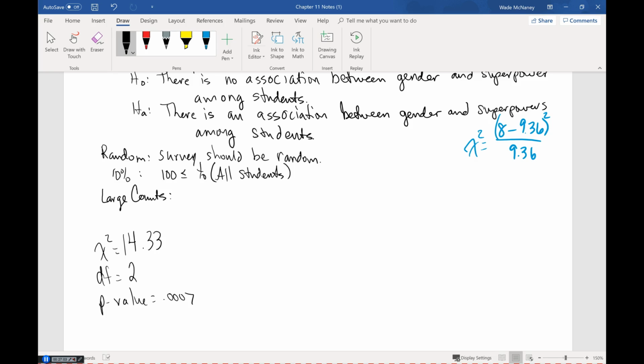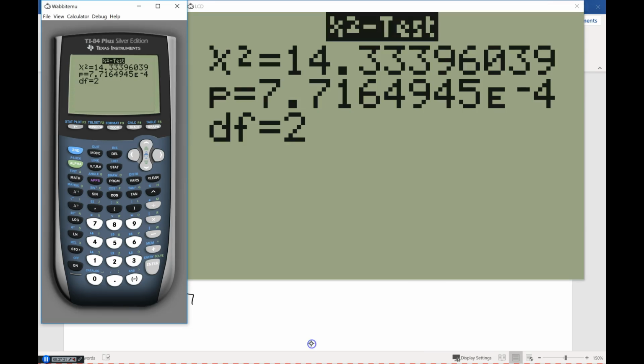Don't finish the problem yet, though, until you have actually checked the expected counts. Because if you go finish the problem and do your interpretation and all that, and then you go back and look at the expected counts and it fails the expected counts condition, you just spent a whole lot of extra time doing all that for no reason. So before you make your interpretation and your conclusion, let's go back to our calculator and check our expected counts.